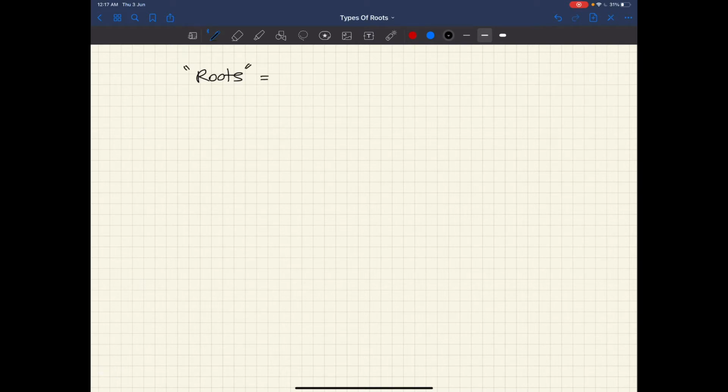Roots are basically the points that are supposed to intersect the x-axis, especially when you define your f(x) equal to 0. Just to give you a flavor about what roots are.